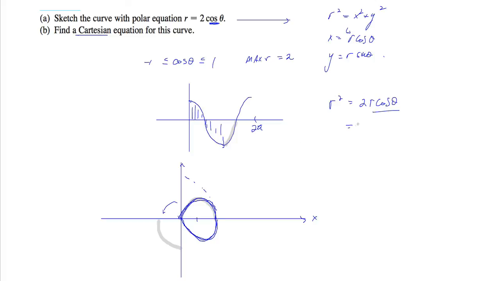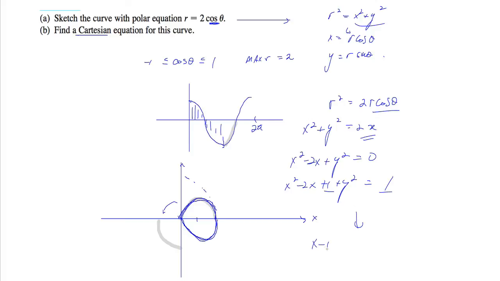So r cosine of theta right there can be changed to x, and r squared I can replace with x squared plus y squared. Let's bring this over, and hopefully you can see that this is actually an equation of a circle. If I just add 1 to both sides, I get (x minus 1) squared plus y squared is equal to 1. This is a circle with center at (1, 0) and radius of 1. So this confirms that this is a perfect circle with center located at (1, 0) and radius of 1.